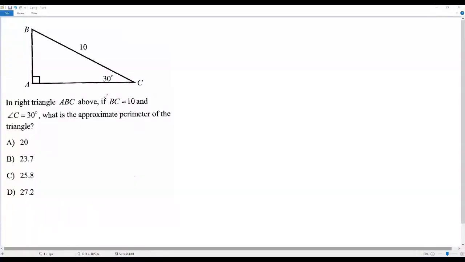Here we have a SAT math question. Okay, let's go to the information. There is a right triangle given over here. In right triangle ABC above, if BC equals 10 and the measure of angle C equals 30 degrees, what is the approximate perimeter of the triangle?